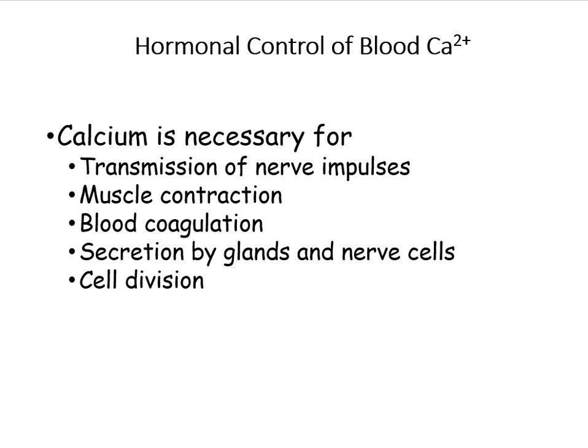All right, so we've talked about hormonal control of blood calcium, but before we move on, just remember, what is calcium necessary for? Why would we store some in bone and even be able to get some out? Why is it so important that we even break down bone to get this calcium? Well, calcium is necessary for transmission of nerve impulses, neurotransmitter release, muscle contraction, blood coagulation, secretion by glands and nerve cells, and cell division or mitosis. So it's used for a lot in the body, which is why the body is more than happy to get it from the bone if needed.